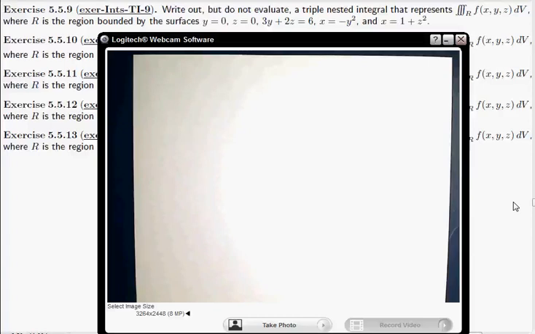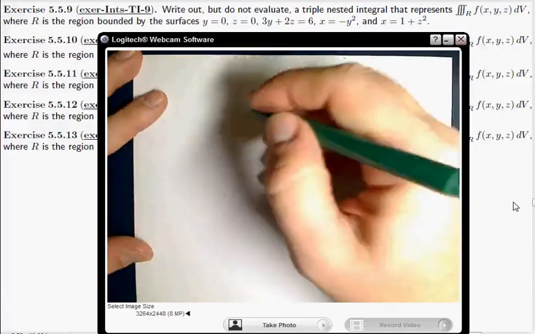Yeah, so the first three surfaces are planes, and they're all parallel to the x-axis. That's the first thing you notice. So y equals 0, z equals 0, and 3y plus 2z equals 6. There's no x's anywhere in any of those. So they're all planes parallel to the x-axis. And let's just kind of get that down first.